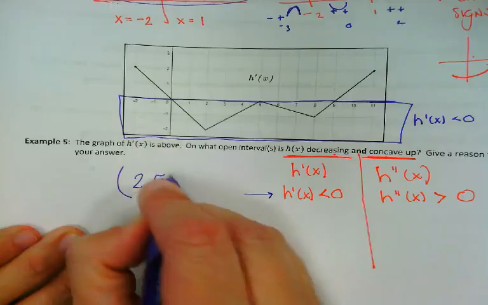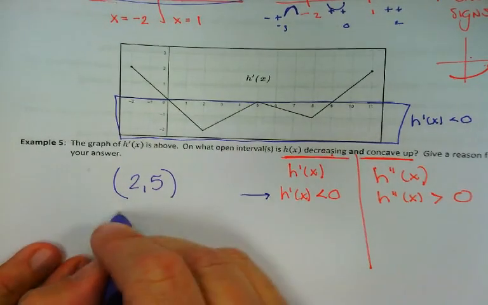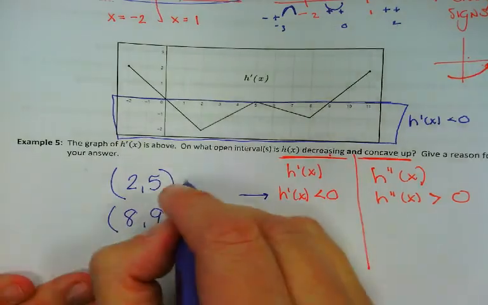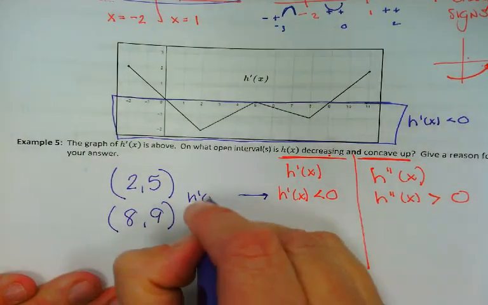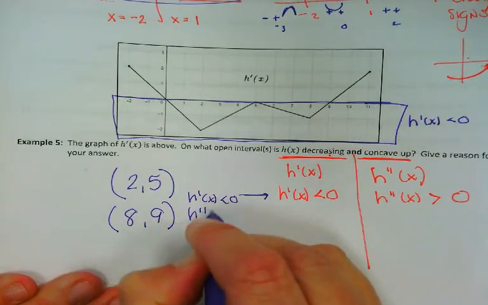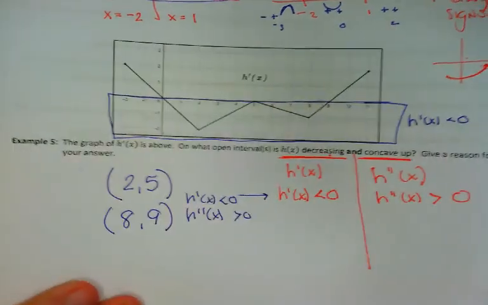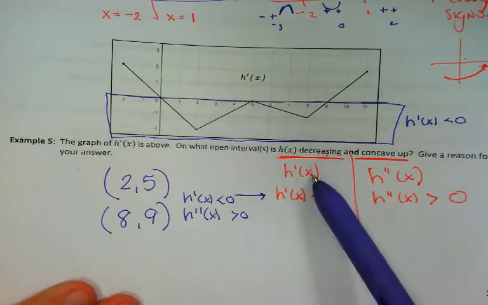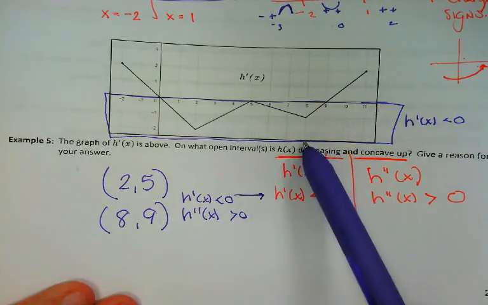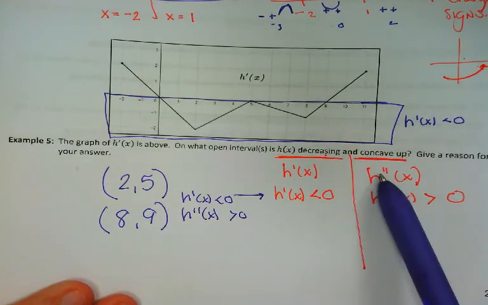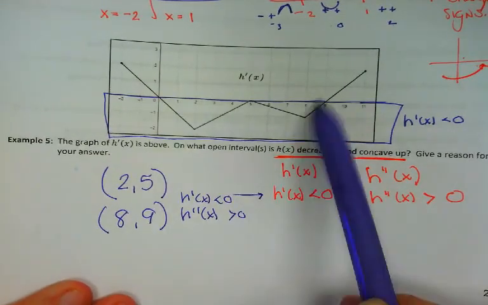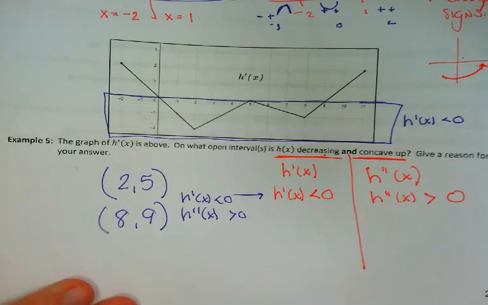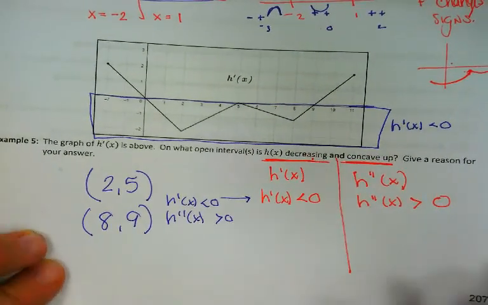2 to 5 is a great answer. Any other time? 8 to 9. Okay, and my reasoning, again, is h prime is less than 0 and h double prime is greater than 0. So if it matches h prime, I'm just looking to see if it's sitting above or below. But if I want to take its derivative, I'm looking at the slope. Does that make sense? So be really careful on that, what you're looking at.